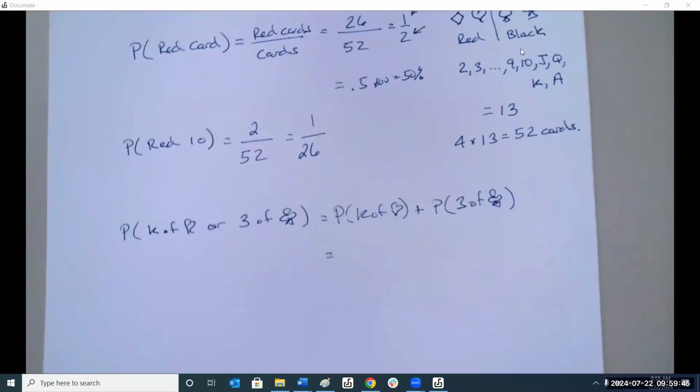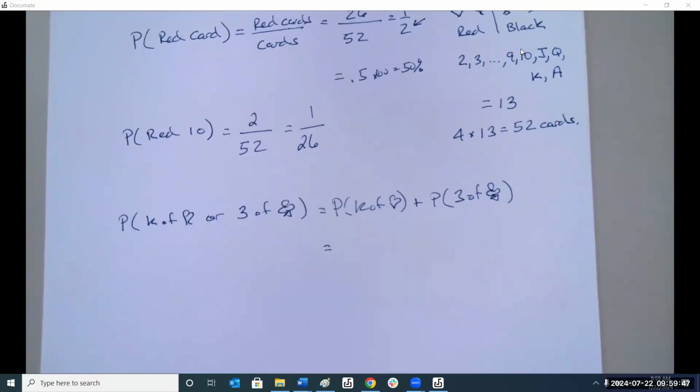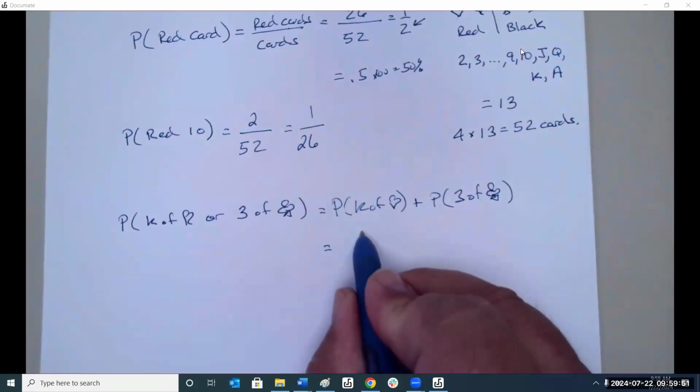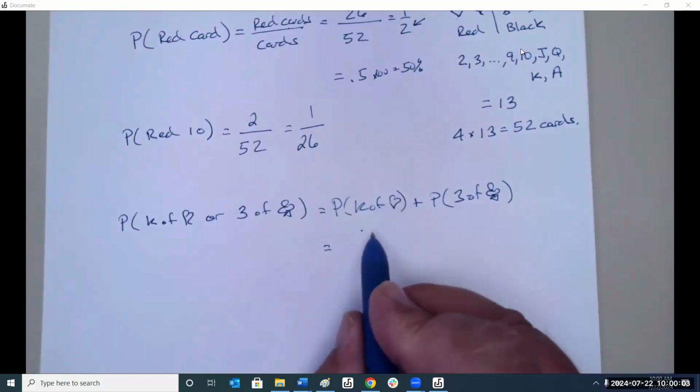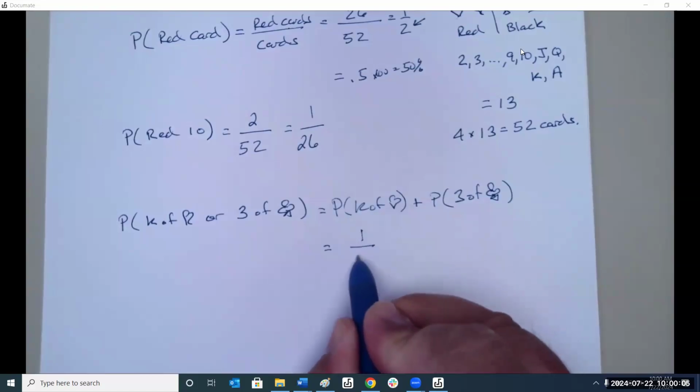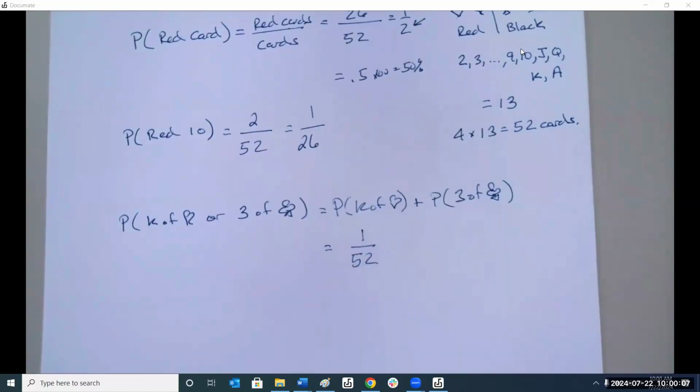So what's the probability of getting a king of hearts? What's that? 1? No, 1's 100%. I mean, you just get it all the time. What's the probability of king of hearts? How many king of hearts are there? How many cards are there? So it's 1 out of 52. Has to be a fraction, because every probability is between 0 and 1. You can't get higher than 1.